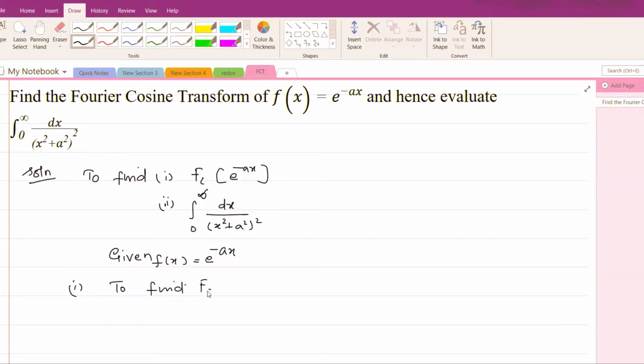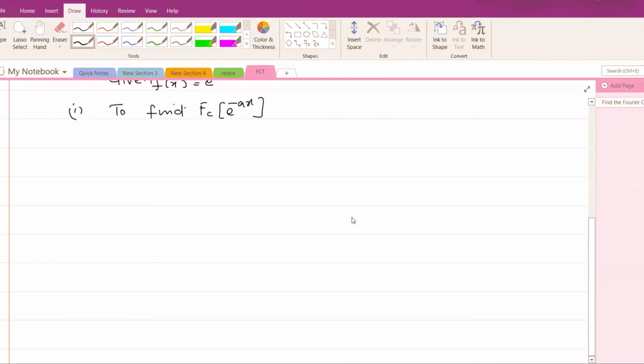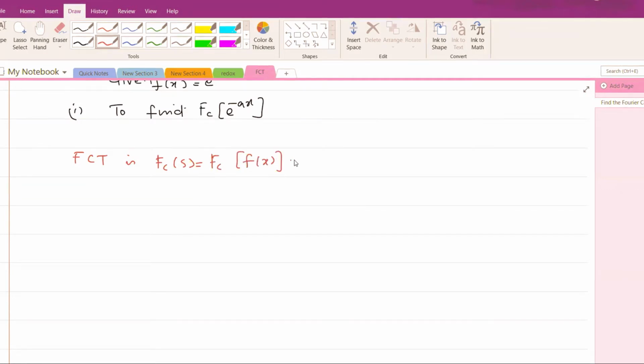For finding the Fourier cosine transform of e to the power minus ax, we need to know the formula of Fourier cosine transform. Fourier cosine transform is Fc of s, which is equal to Fc of f of x, which is equal to root of 2 by pi integral 0 to infinity f of x into cos sx into dx. This is the formula for Fourier cosine transform.